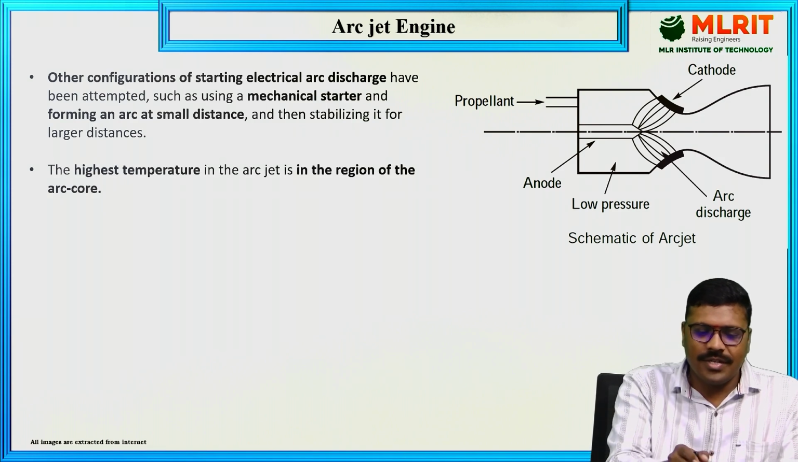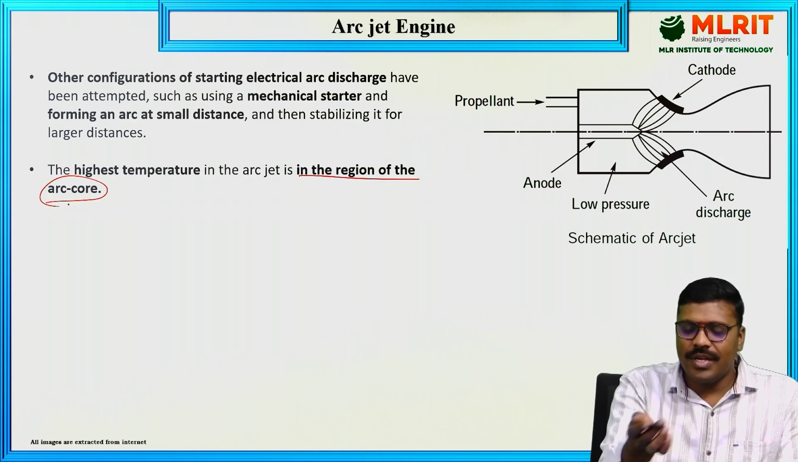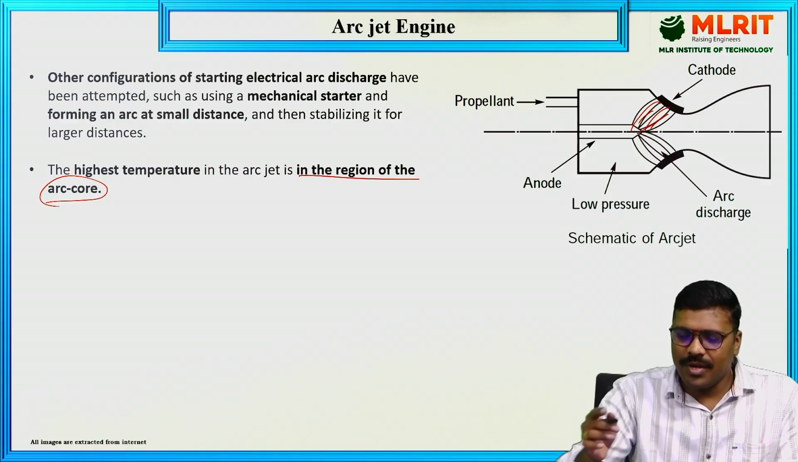The highest temperature in the arc jet is in the region of the arc core. So here the highest temperature can be observed in the arc core.